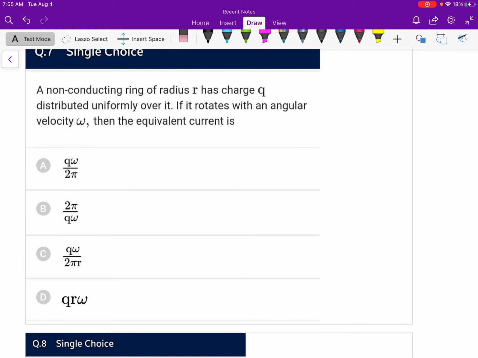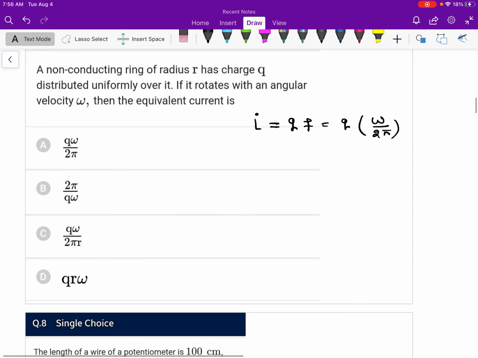A non-conducting ring of radius r has charge q distributed uniformly over it. If it rotates with an angular velocity omega, then the equivalent current. So current is charge into frequency, and charge is q and frequency is omega upon 2 pi. So this is q into omega by 2 pi.